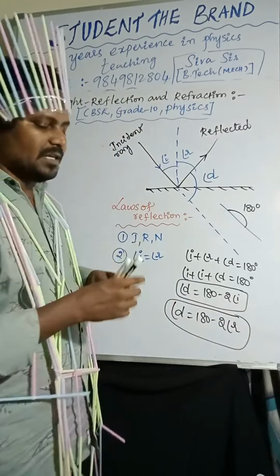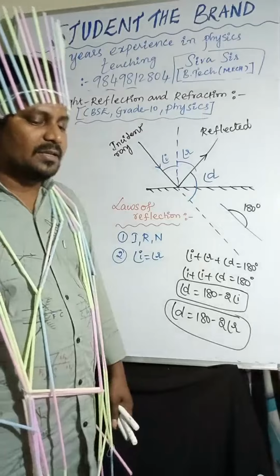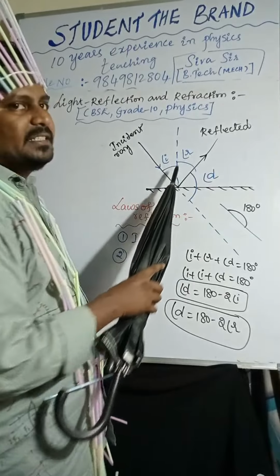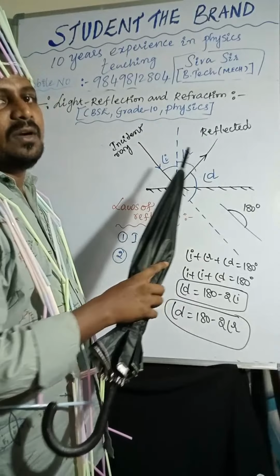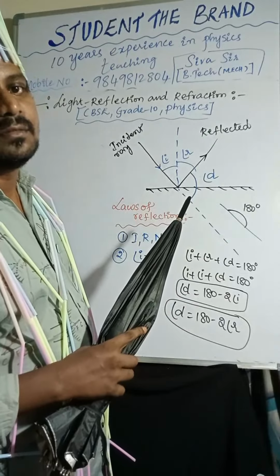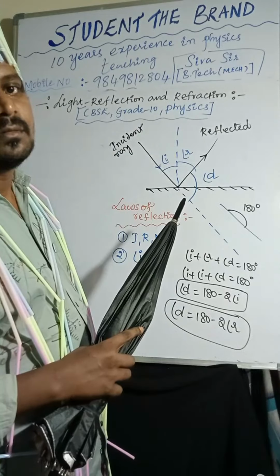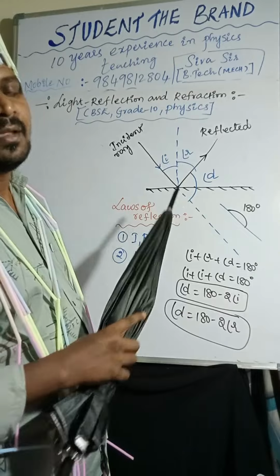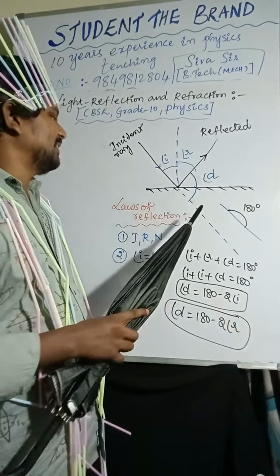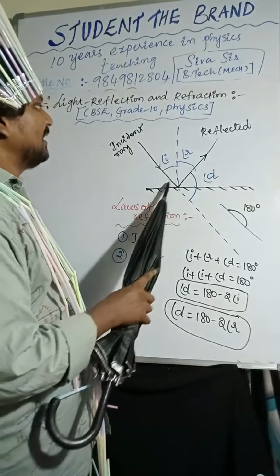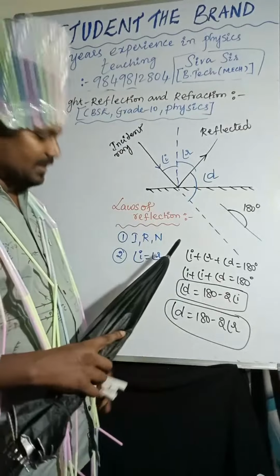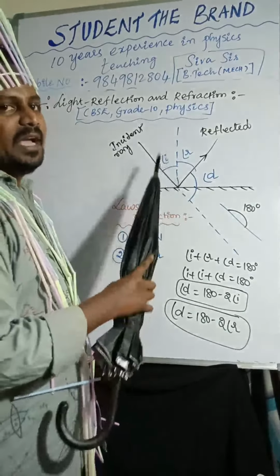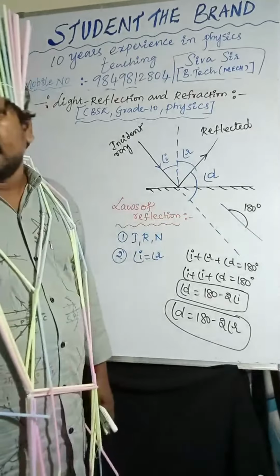So these are the laws of reflection. Here you can see the incident ray, reflected ray, and normal line lie in the same plane, and the angle of incidence is equal to the angle of reflection. So if you are taking the angle of deviation formula, I am considering it.